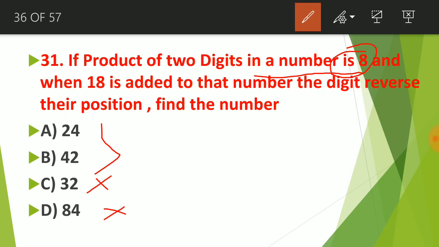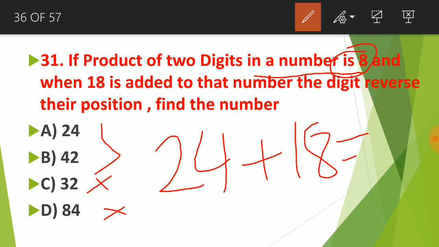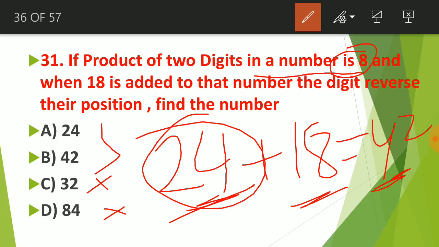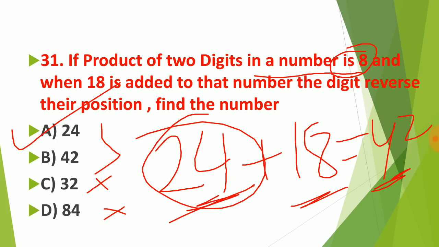Now when 18 is added, number will reverse. Now let us try for first option. 24 plus 18 will give us 42. Now this digit is reversing here by adding 18, and product of them is 8. Because of that, option choice A is the correct answer for question number 31.